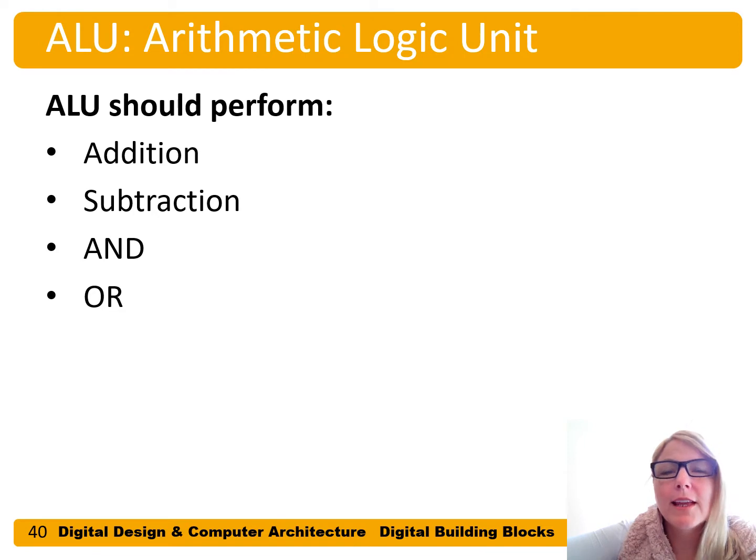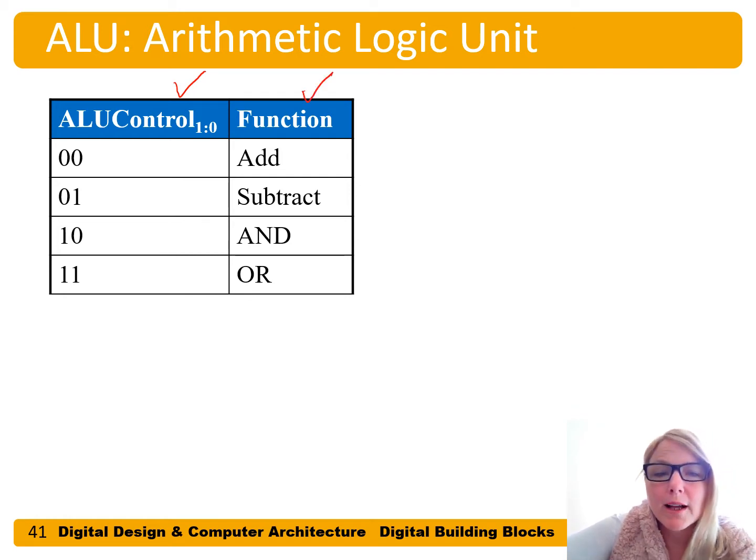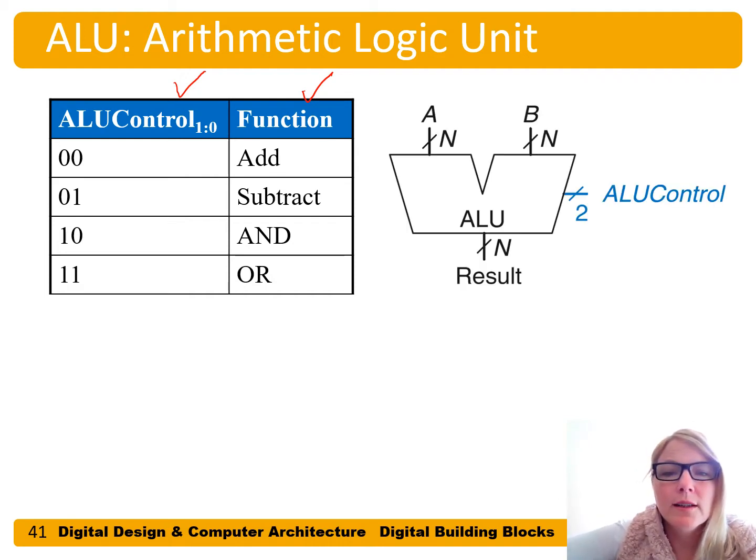Now let's talk about the ALU, the arithmetic logic unit. The ALU is really the brains of a processor, and it performs the basic arithmetic and logic functions: addition, subtraction, and OR. We can input a control signal, ALU control, to indicate what function we want to perform, because we have 4 functions in this case that we want to perform: add, subtract, AND, and OR. We use 2 bits for ALU control.